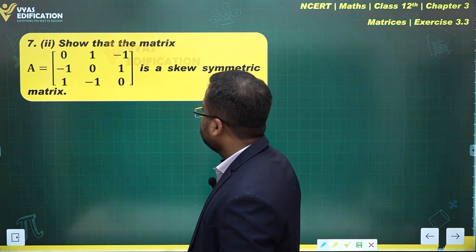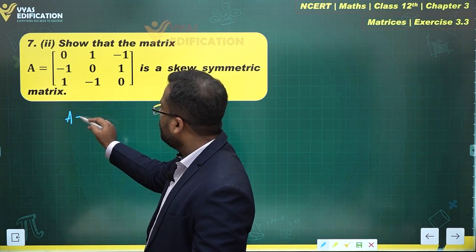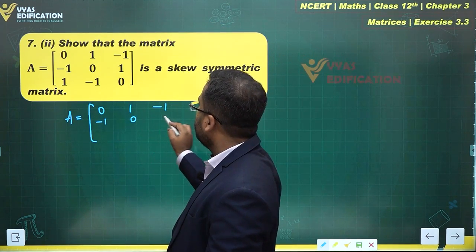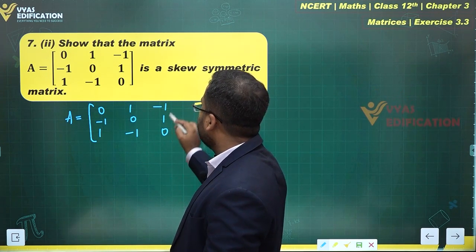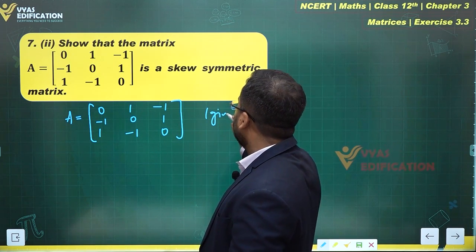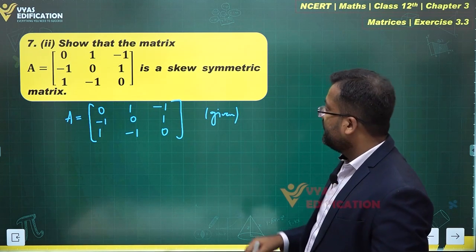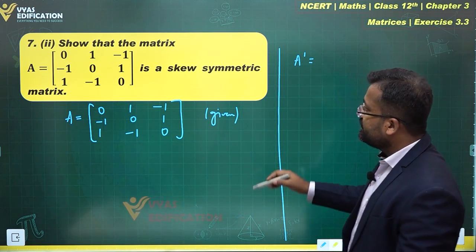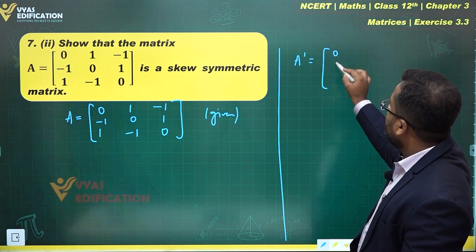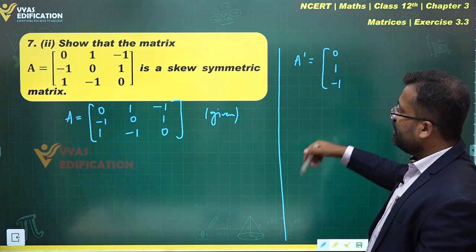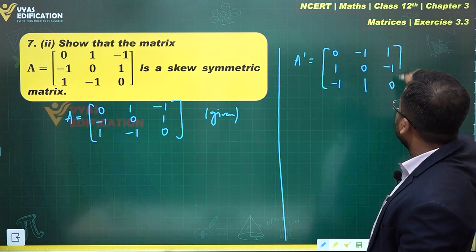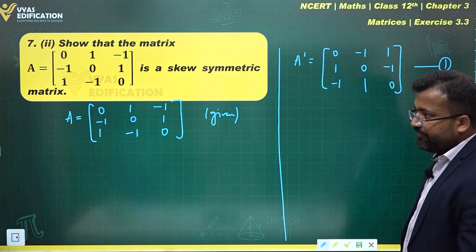So given A equals 0, 1, minus 1; minus 1, 0, 1; 1, minus 1, 0, this is given to us. We can easily find A transpose. A transpose will be equal to 0, 1, minus 1. The first row becomes the first column: minus 1, 0, 1 and 1, minus 1, 0. This is what I have. Let's call this statement 1.